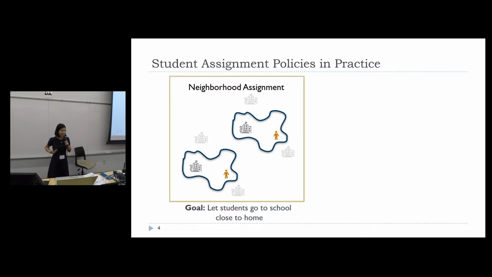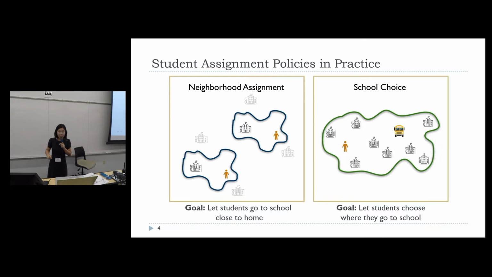So the lens we're going to take today to start to address this issue is by looking at student assignment policies. These are the policies that govern the processes by which students are assigned to public schools. By and large, in the policy discourse, there are two kinds of policies that are discussed. The first is neighborhood assignment, where students just go to their neighborhood school. And the second is the one which I'll be focusing on today, which is called school choice. In school choice, we let students express preferences over usually all of the schools in the district, and then an algorithm will decide where they get to go. The goal here is to let students tell the district or choose where they want to go to school.